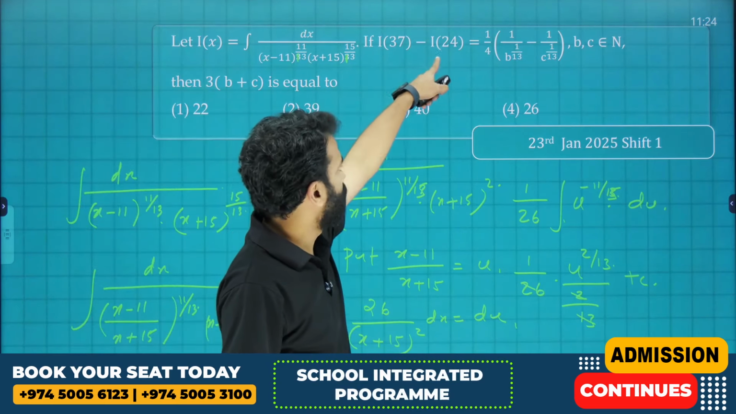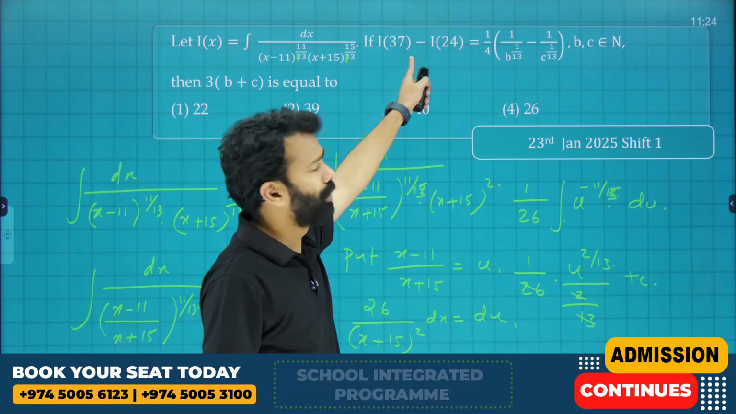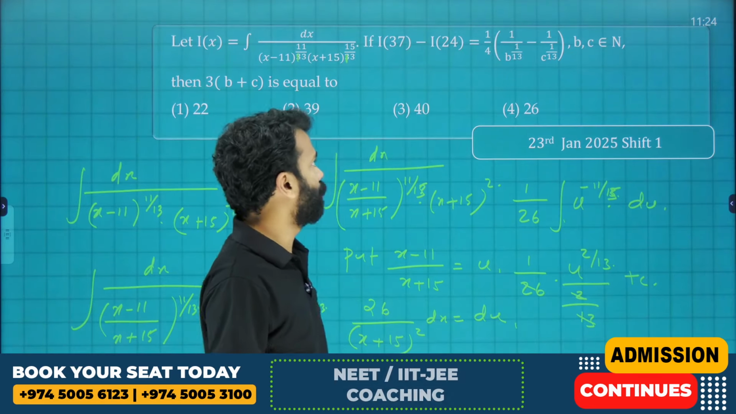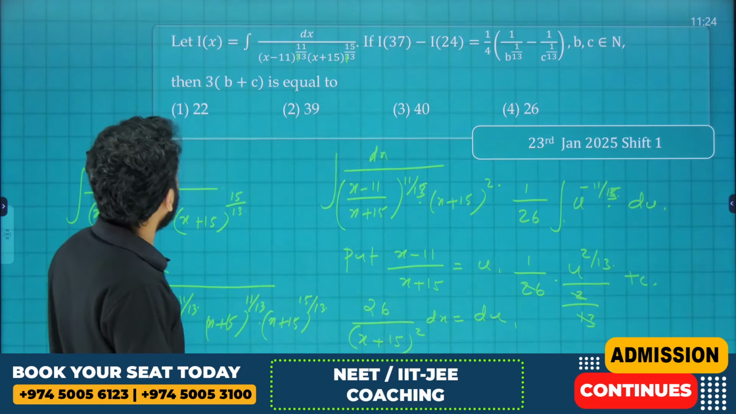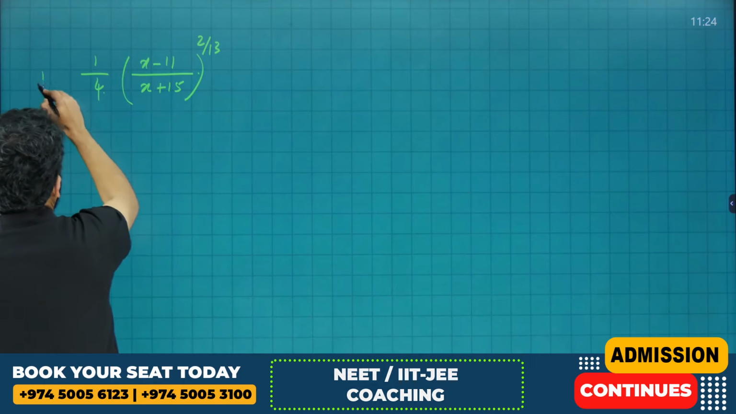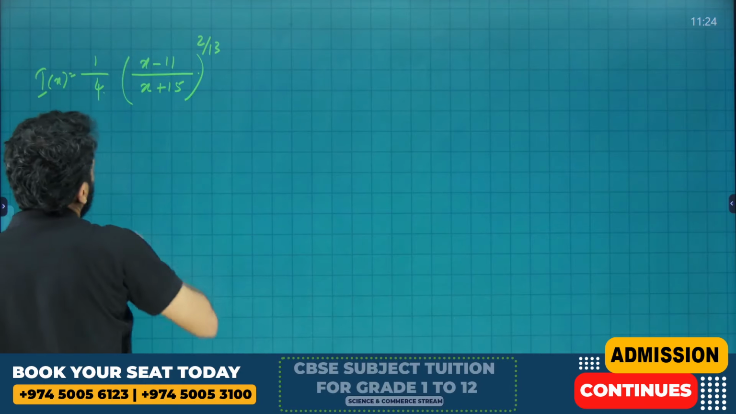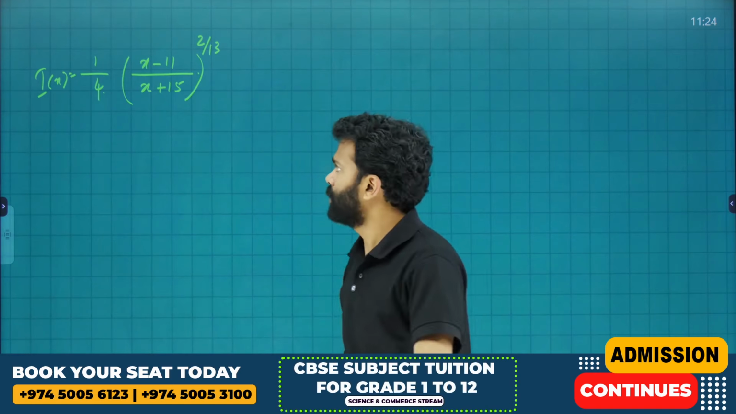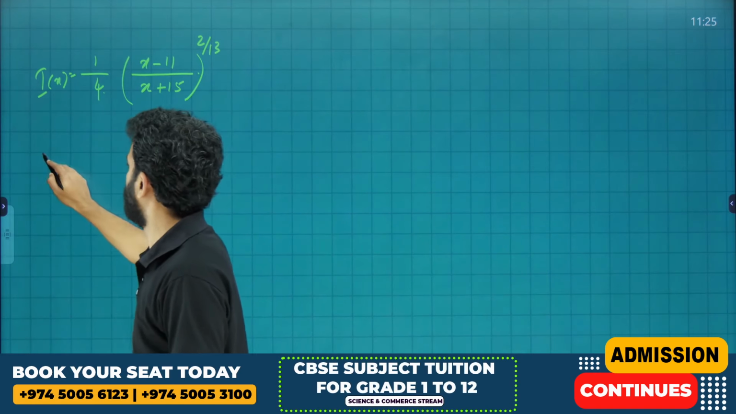Okay, but you need to substitute the value here, therefore don't bother about c. Therefore I of 37 minus I of 24 is what you need to find here. This is what I of x is. There is no need of bothering about c. What is I of 37 minus I of 24?